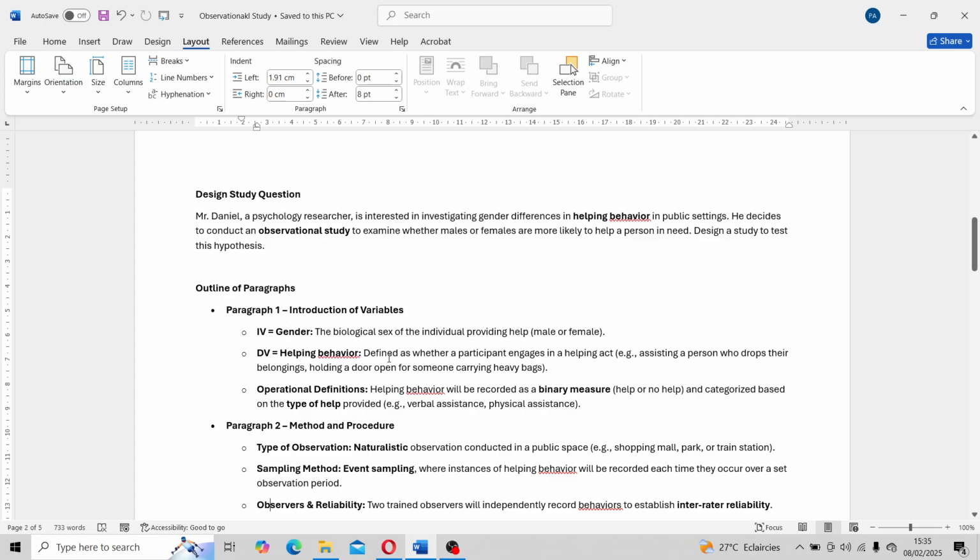Okay, so the DV now, helping behavior. This is defined as whether a participant engages in a helping act. You can try as much as possible to make this as detailed and specific as possible. For example, assisting a person who drops their belongings, or holding a door open for someone carrying heavy bags. That depends on how you want to go about it. But please be creative. Creativity is very important.